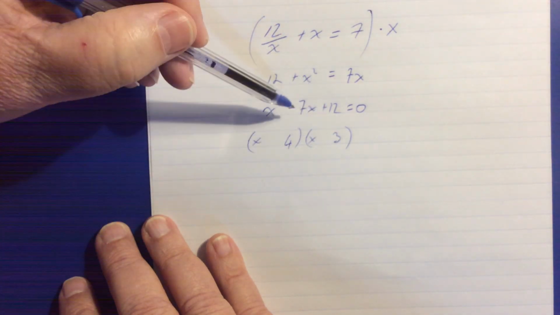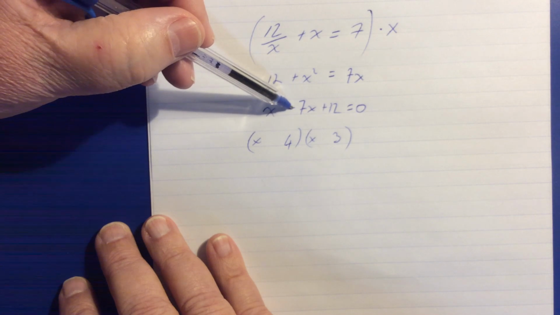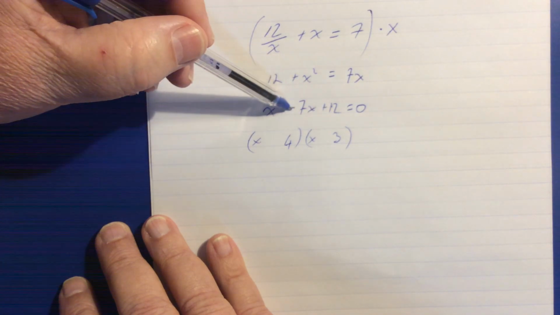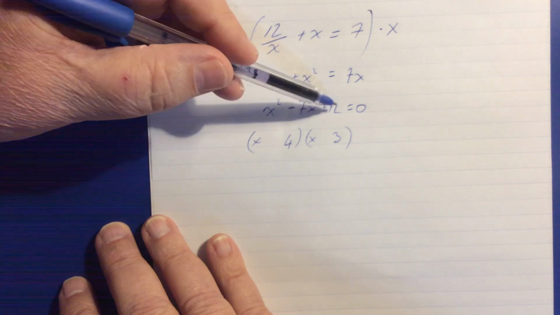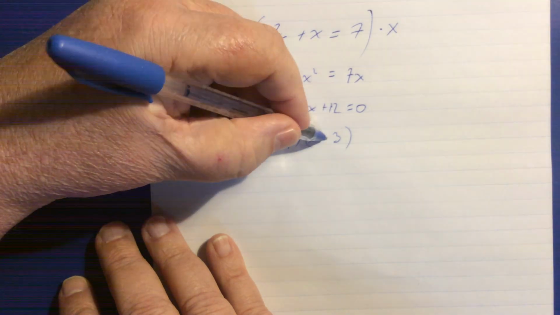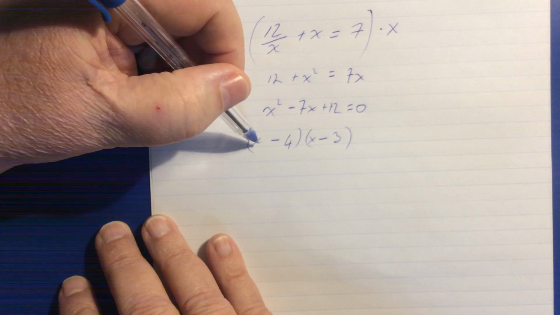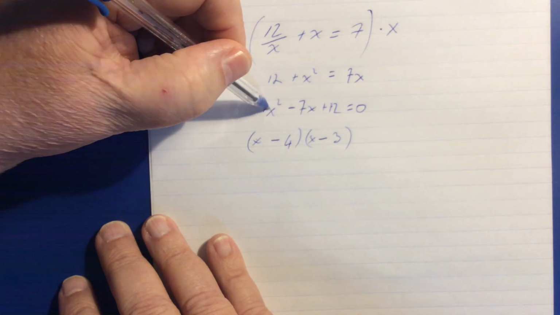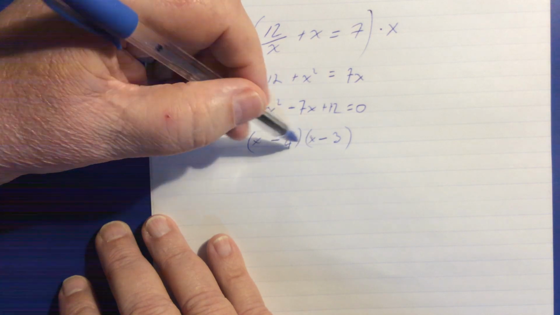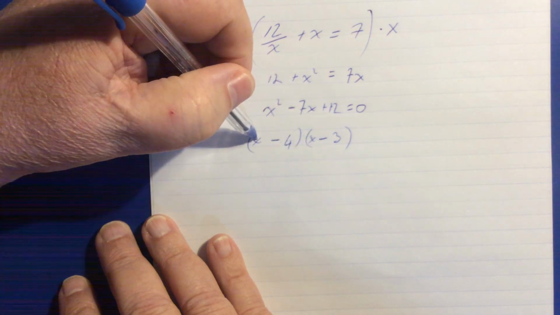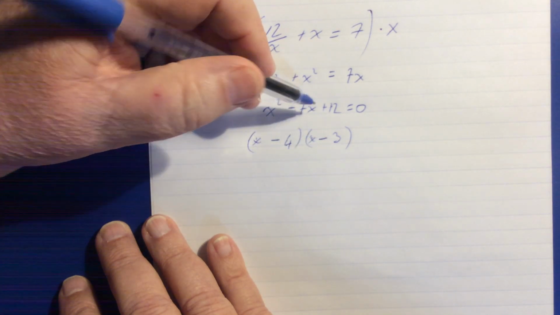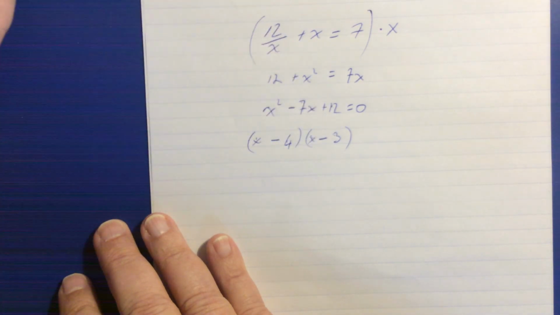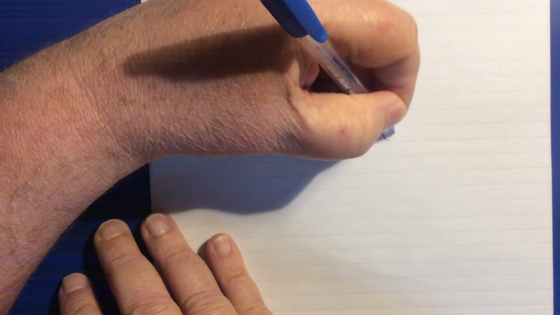Now, the second part of this is that we want this to be negative and we want this to be positive. Well, two negatives will give me negative 7, and a negative times a negative will give me 12. So, x times x gives me x squared. Negative 4 times x plus negative 3 times x gives me negative 7x. Negative 4 times negative 3 gives me 12. We're in business. So, what does x equal?